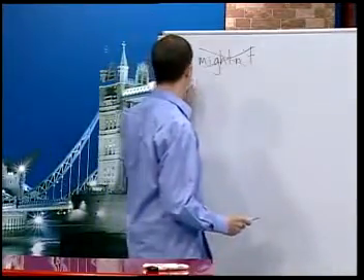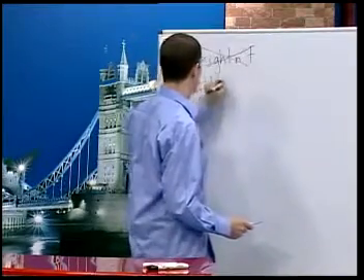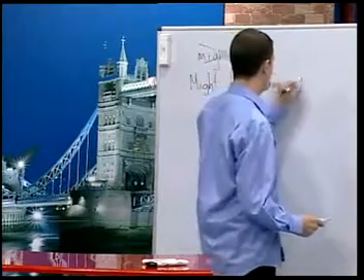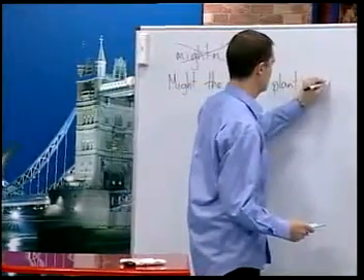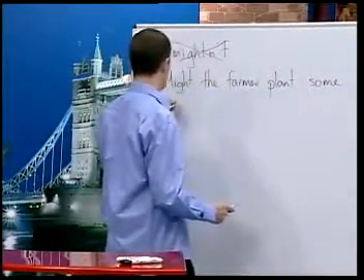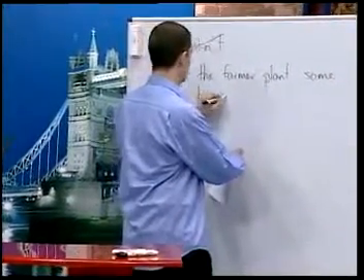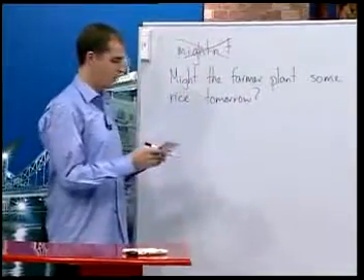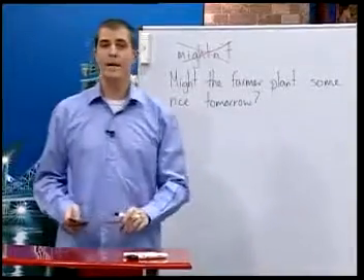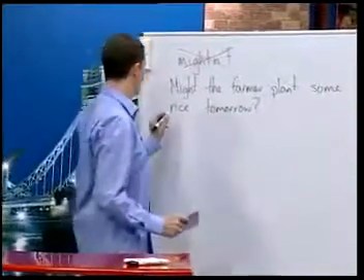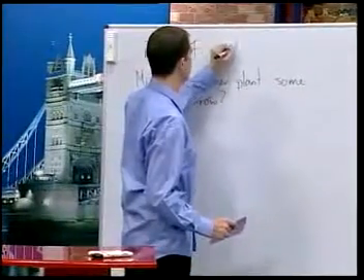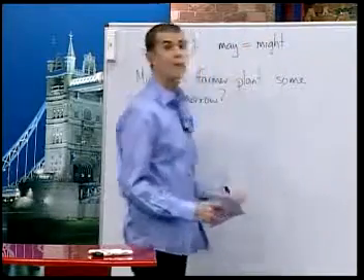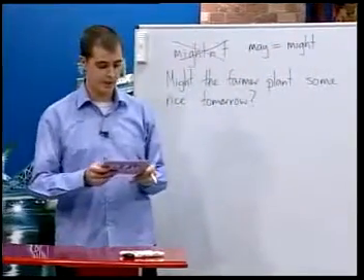We could say, might the farmer plant some rice tomorrow? Might the farmer plant some rice tomorrow? May can also be used instead of might. So we could say that may is the same as might for possibility. For possibility.